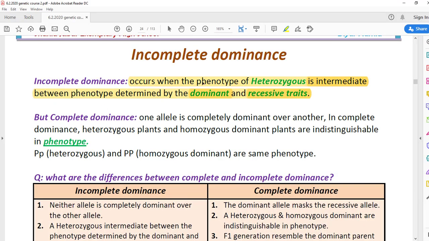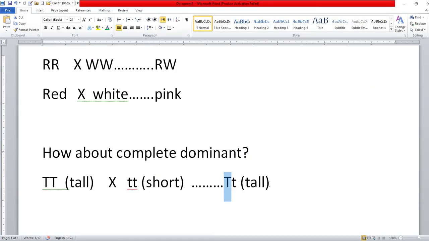But complete dominant, one allele is completely dominant over the other. For example, A capital, A small. A capital is completely dominant over the other. In complete dominance, a heterozygous plant and a homozygous dominant plant are indistinguishable. What? Unable to distinguish between the homozygous dominant and heterozygous. Example: how can you distinguish between this tall T capital T small and this tall T capital T capital? We can't distinguish by phenotype, because both of them are tall.